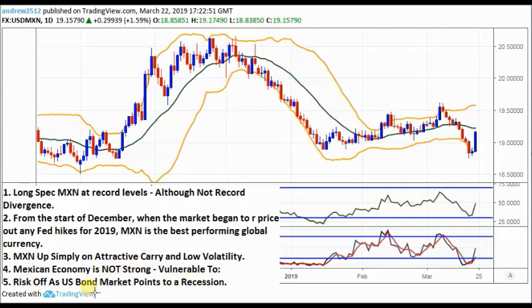On Friday, the US bond market pointed to a recession. That spooked investors because the Fed were very dovish in their meeting this week, and the US is possibly going into recession. That's terrible news for the global economy. You saw stocks sell off. There's problems all over the world, which I've noted in previous videos. Risk off means the MXN is very, very vulnerable to capital outflows, and speculators could exit on stop.